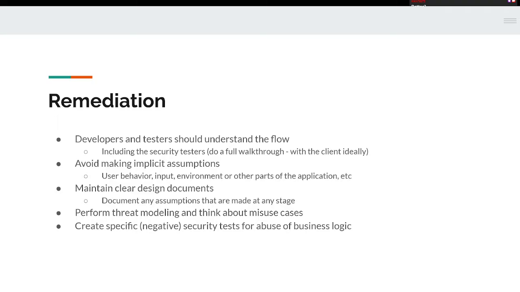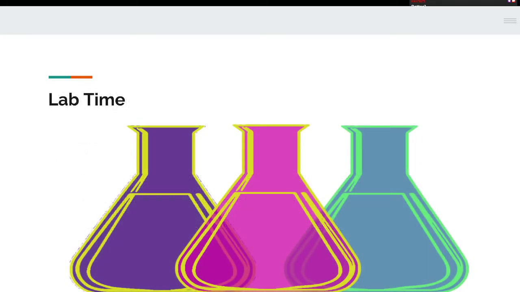And perform some threat modeling. What happens if XYZ happens? Is this going to be a critical thing that will affect the application if somebody can bypass it? And then create specific security tests for abuse of logic. Self-explanatory, I think. And labs.